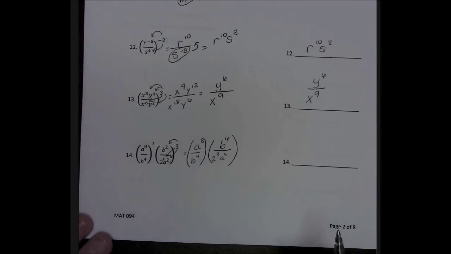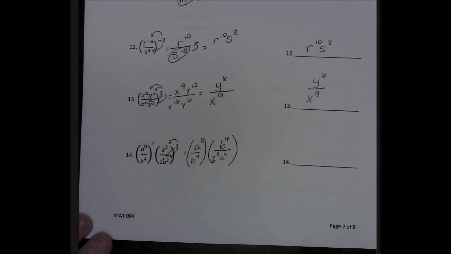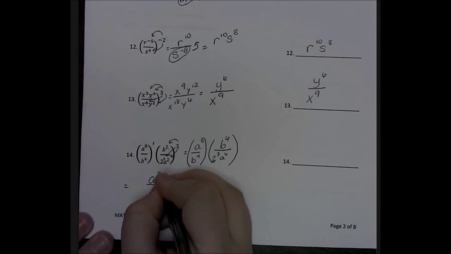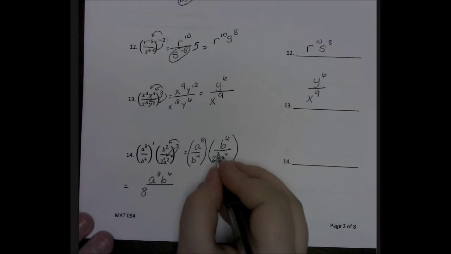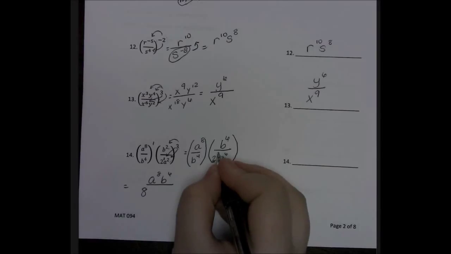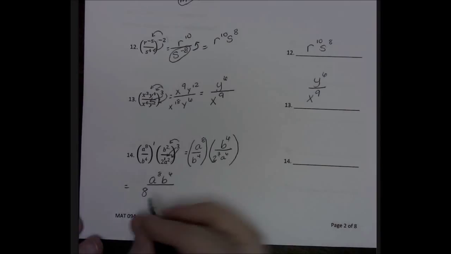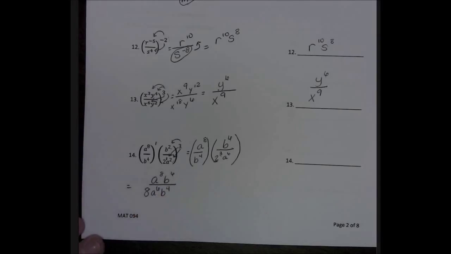Now before we move on, I'm going to go ahead and evaluate my 2 to the 3rd power, and I'm going to combine everything on my numerator and denominator. So I have a to the 8, b to the 6th, over 8, because 2 to the 3rd power means 2 times 2 times 2. 2 times 2 is 4, 4 times 2 is 8, so that's how I got that 8. A to the 6th, b to the 4th.